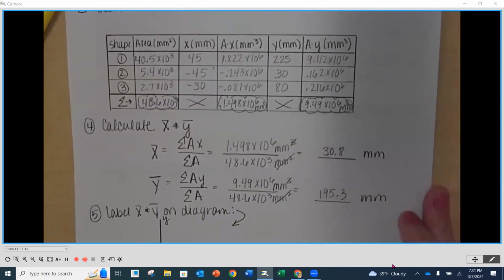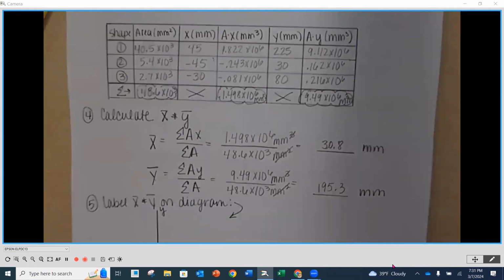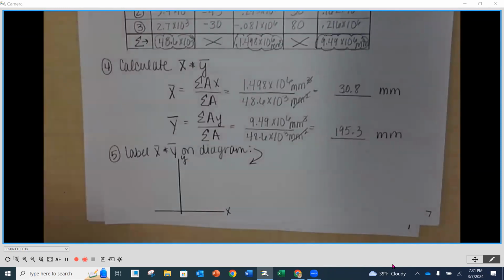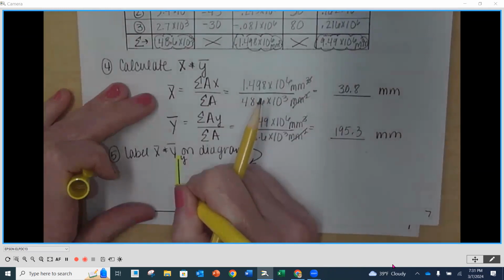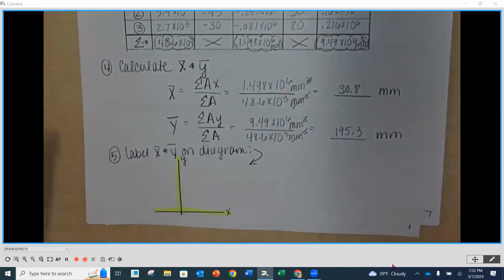There you go. It's hard to tell where people are at. Everybody caught up to where I am? And then your last step is going to be to draw the X bar and the Y bar.